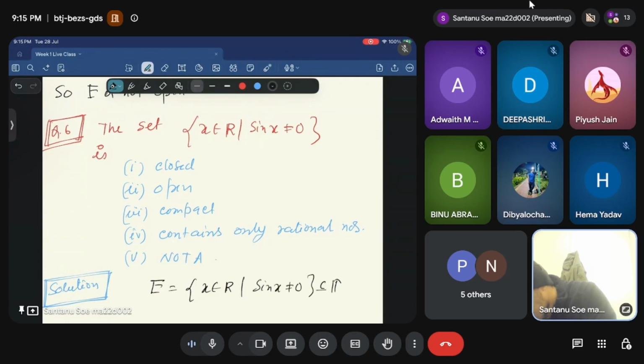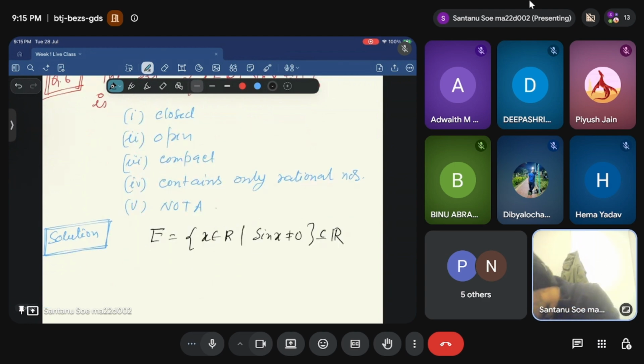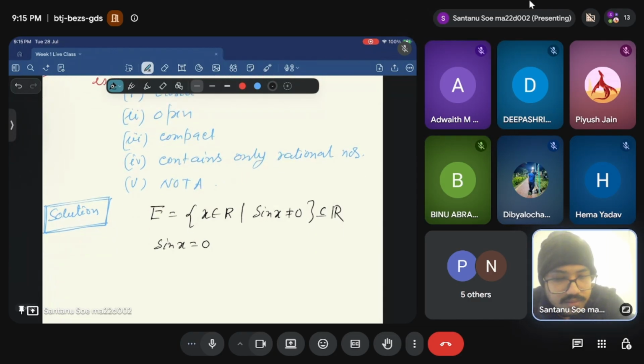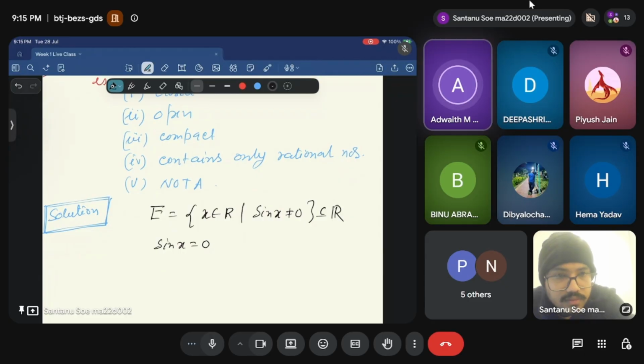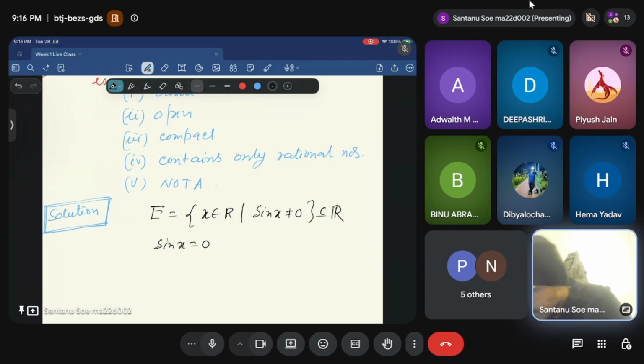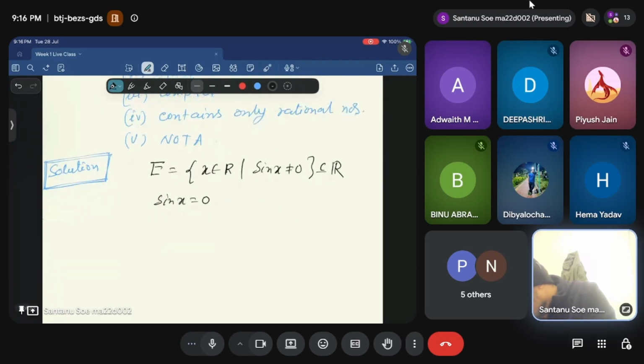So this is clearly a subset of R, right? Which points have sin x equal to 0? Anyone? n pi. And what is n here? Natural numbers? Only natural numbers? Sorry, integers. Integers, right? Because the graph of sin x looks like this.